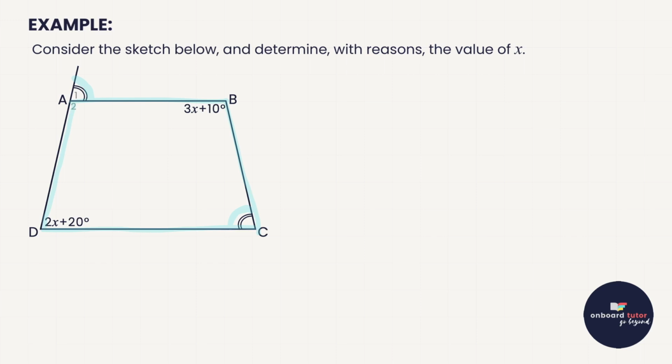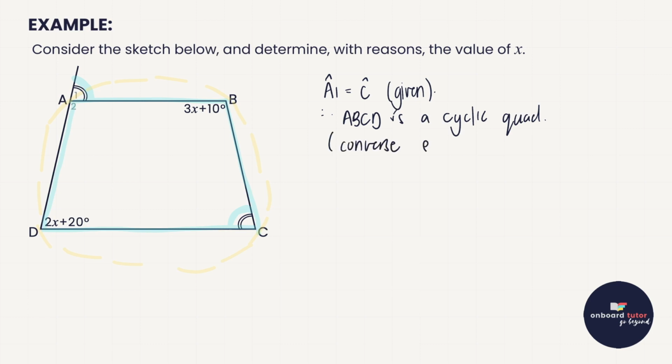In other words, if there is a circle here, let's try and draw a circle around these points, then those opposite angles must add up to 180. And so that means my job is first of all to prove that this is a cyclic quad, so that I can use the fact that those add up. All right, how do I do that? Well, I've got an exterior angle equal to an interior angle. So let's start out by saying that. Angle A1 is equal to angle C, and that is given. Therefore, ABCD is a cyclic quad. And the reason? Converse exterior angle of cyclic quad.